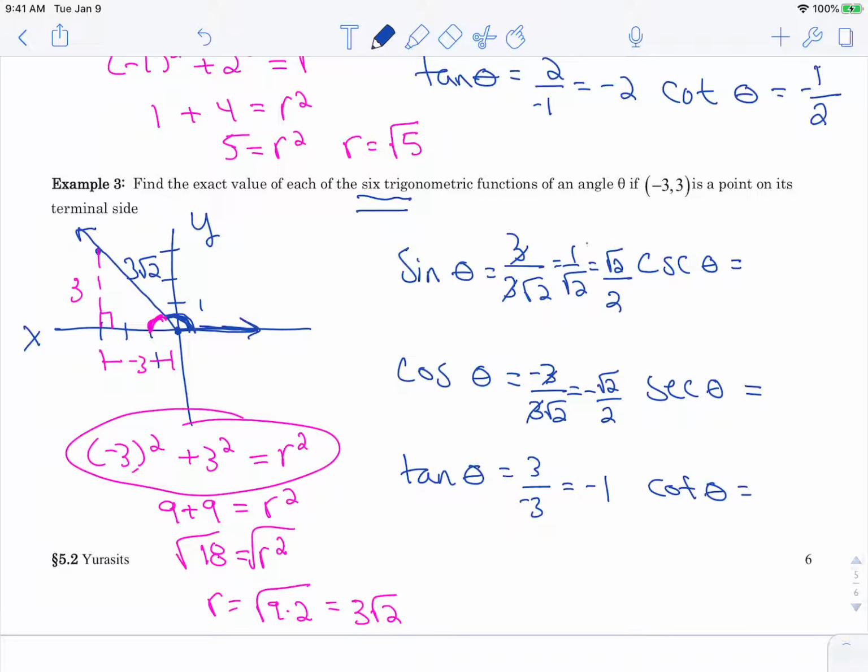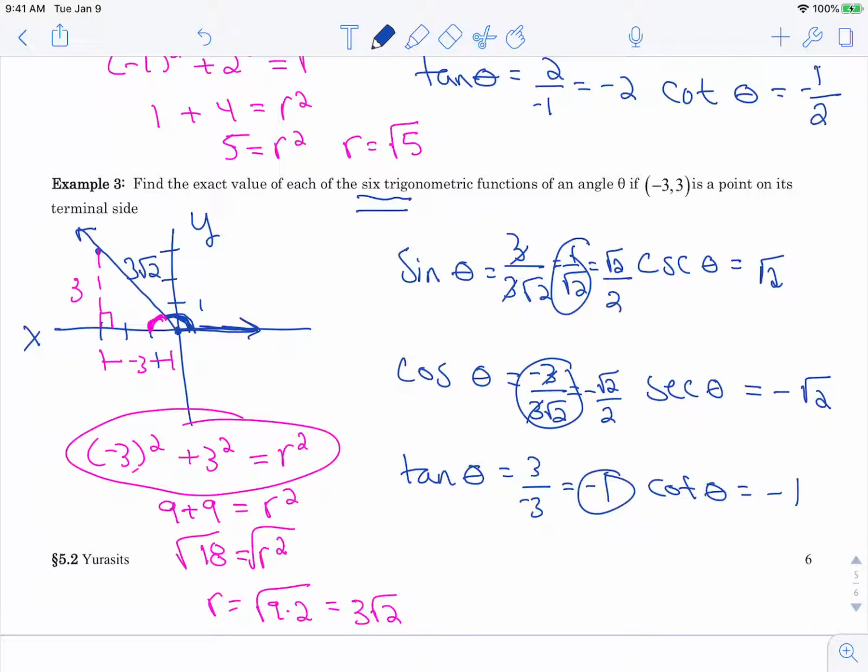Cosecant of theta, I'm going to flip this guy because it makes my life easier, so it's root 2. Secant of theta, I'm going to flip this guy, so it's -root 2. Cotangent of theta, I'm going to flip -1, so it's -1.